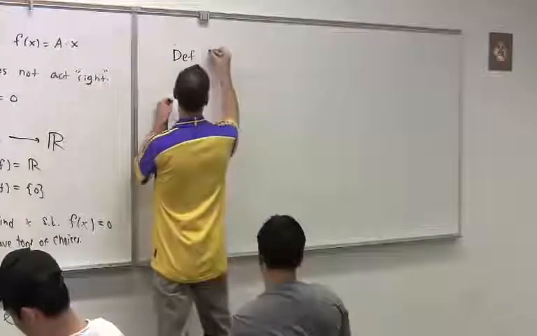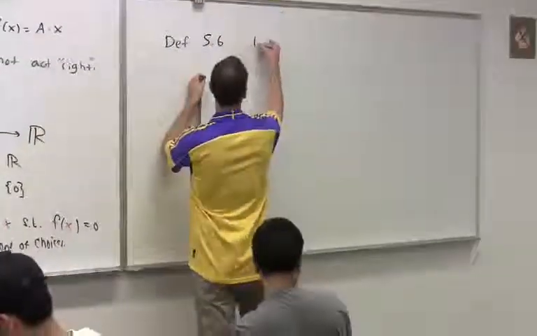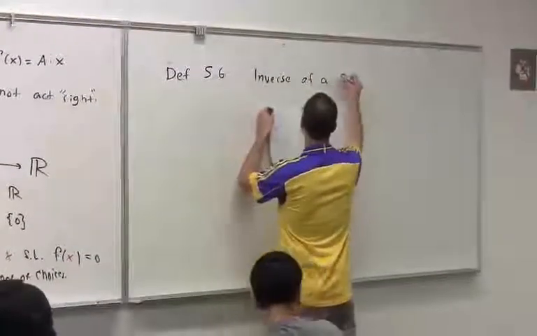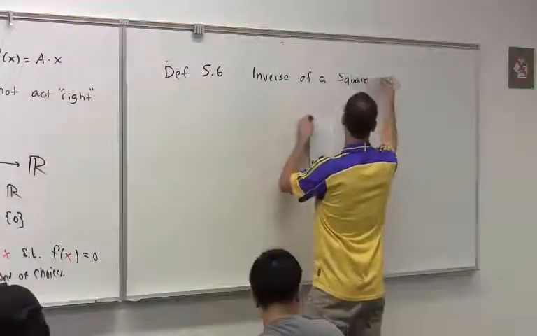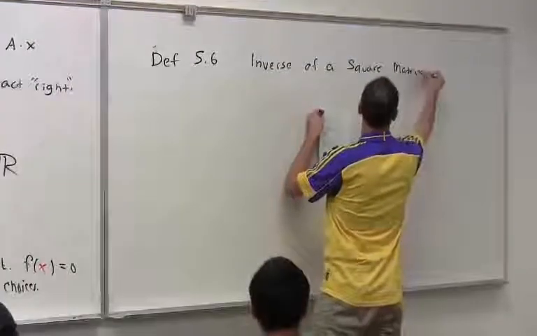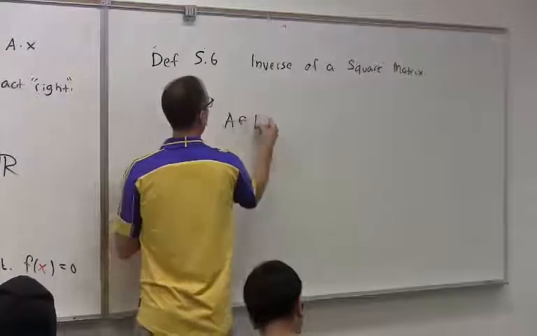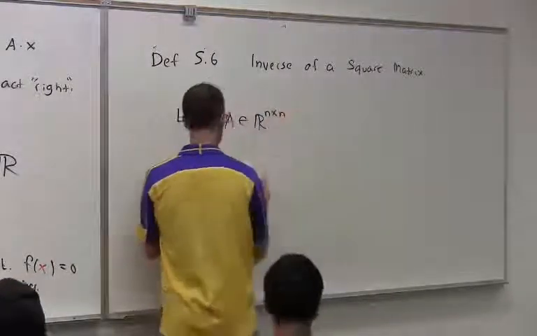This definition that we're working on is going to give us a different way of thinking about when a matrix is non-singular. Okay, so we're going to talk about the inverse of a square matrix. So let A be in R^(n×n).